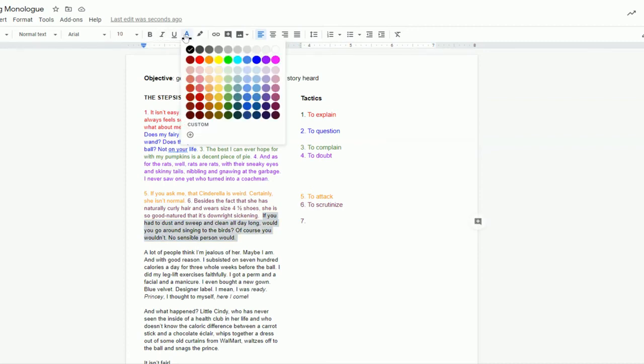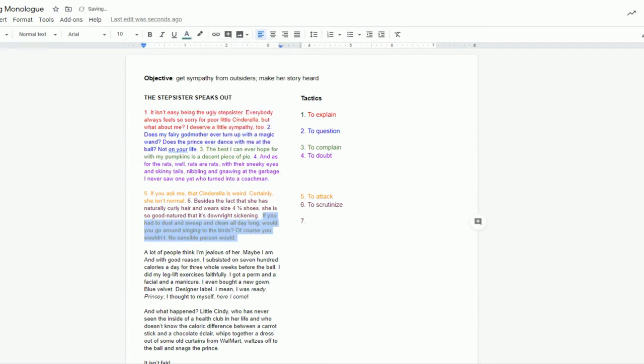Okay, so we're going to give this a different color. Pick a color, any color. We'll give it a teal color. We'll call this one number 7. All right, and what is Cinderella's stepsister doing here? She says, "If you had to dust and sweep and clean all day long, would you go around singing to birds? Of course you wouldn't."